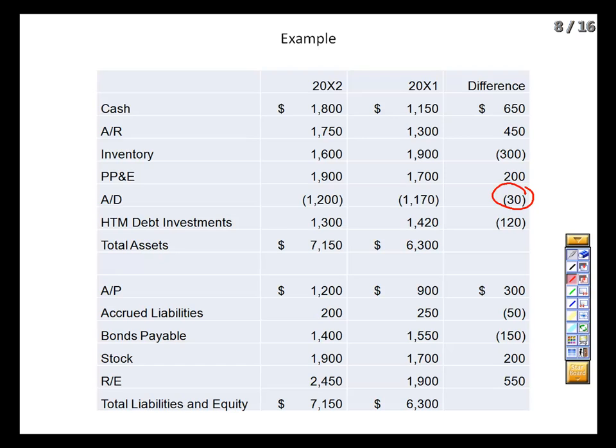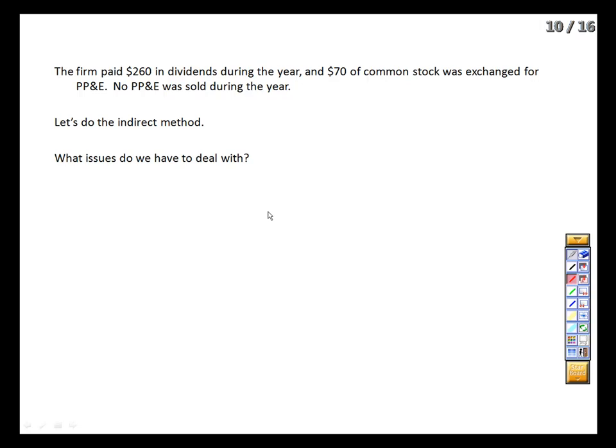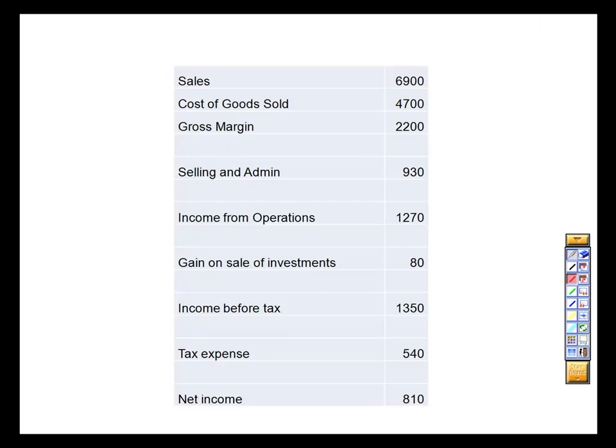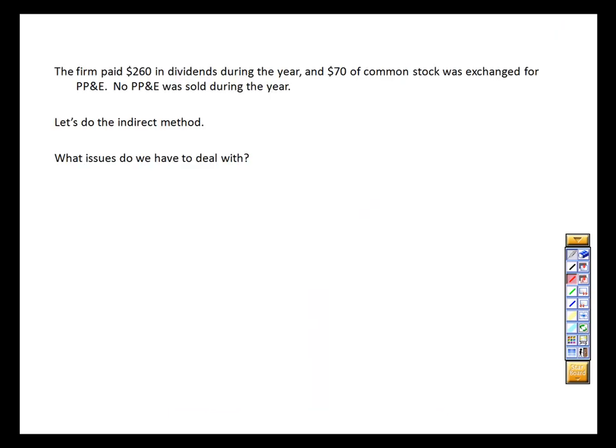If we had sold some fixed assets, we would have reduced accumulated depreciation as well, meaning that that $30 change would understate the true expense. We are told down here, however, that no property, plant, and equipment was sold during the year, so we're good. Looking at the income statement, we also see that we recognize the gain on the sale of investments of $80. That's an investing activity, but there it is sitting down there in net income. We'll need to adjust for that. Okay, we've identified our tricky things. Let's turn the page and do the statement.